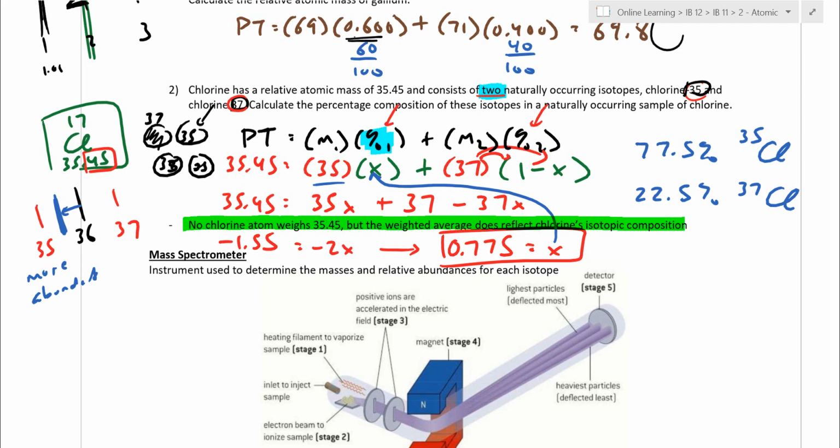So let's just do a little bit more detail here. That is a formula you want to know. So this mass percent plus mass percent, that's a weighted average. That's what the periodic table gives you.